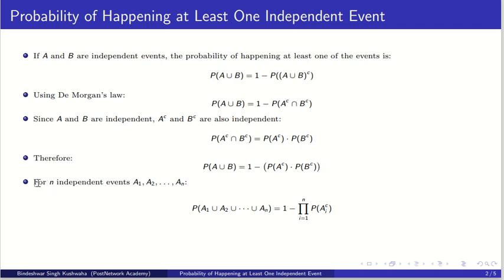Finally, for independent events, we will have P(A1 union A2 union A3 and so on), and that can be written as 1 minus the product from i equals 1 to n of P(Ai complement). Now let us see, this is equivalent to 1 minus the probability of none of the events occurring.